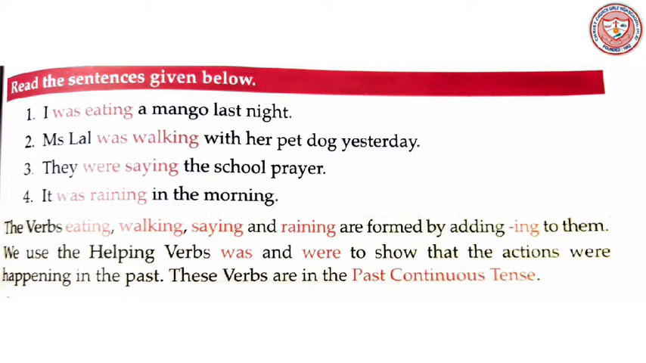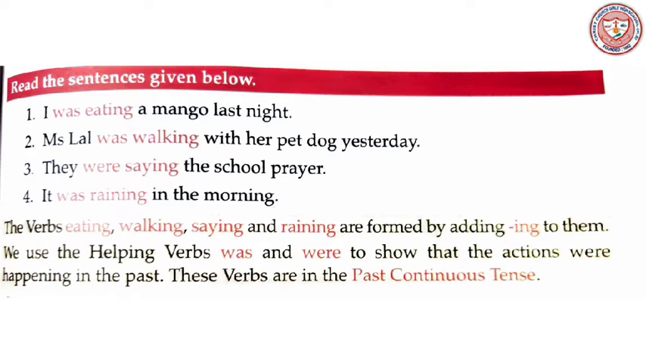The verbs eating, walking, saying, and raining are formed by adding ing to them. We use the helping verbs was and were to show that the actions were happening in the past.